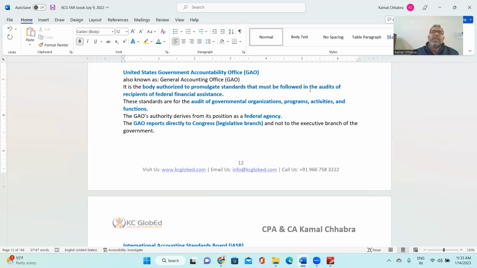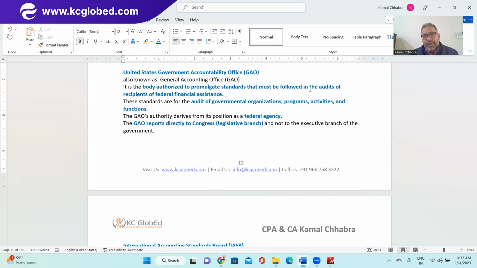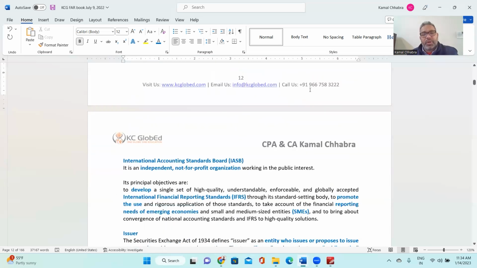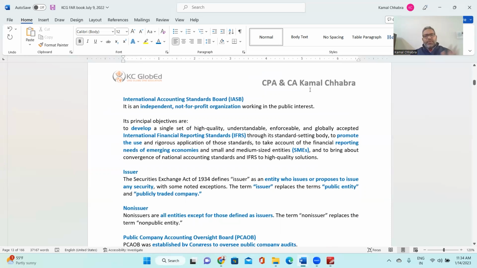So it's not much relevant for accounting, but as accounting students we should be aware of it. These standards are for the audit of governmental organizations, programs, activities, and functions. The GAO's authority derives from its position as a federal agency, and the GAO reports directly to the Congress. Congress is the legislative branch of the government, like parliament in India, and not to the executive branch, not to the judiciary, not to the courts. So they are reportable to the Congress, the legislative branch. So that's just for your information, not very relevant for FAR, but you should be aware of it.